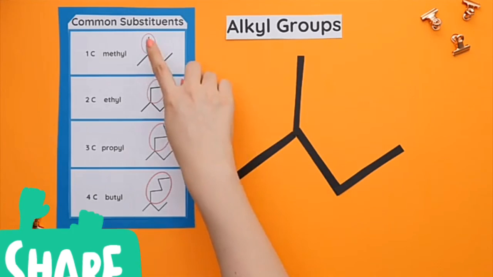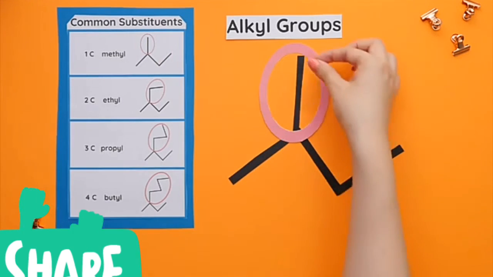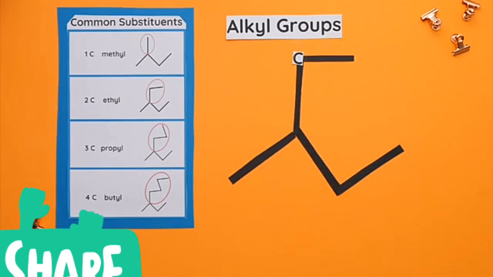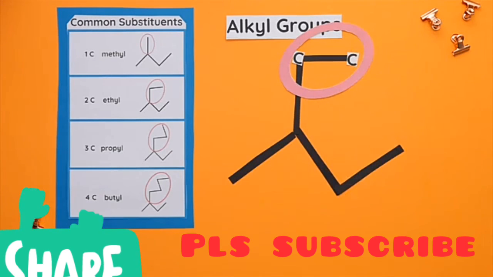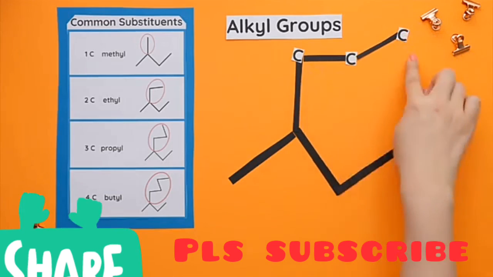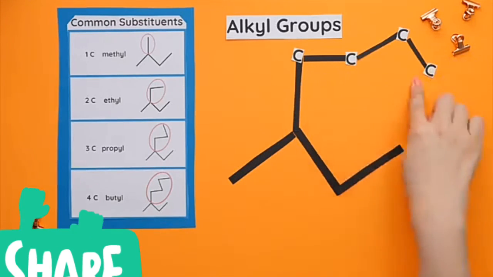The first alkyl group is methyl. This has only 1 carbon. Next is ethyl. This has 2 carbons. Then propyl has 3 carbons, and butyl has 4 carbons.